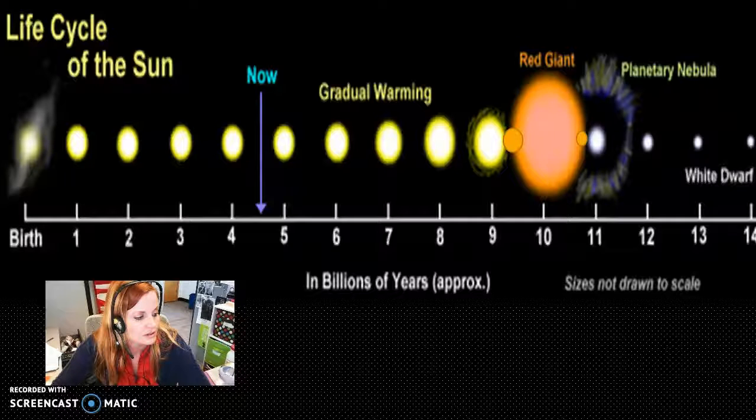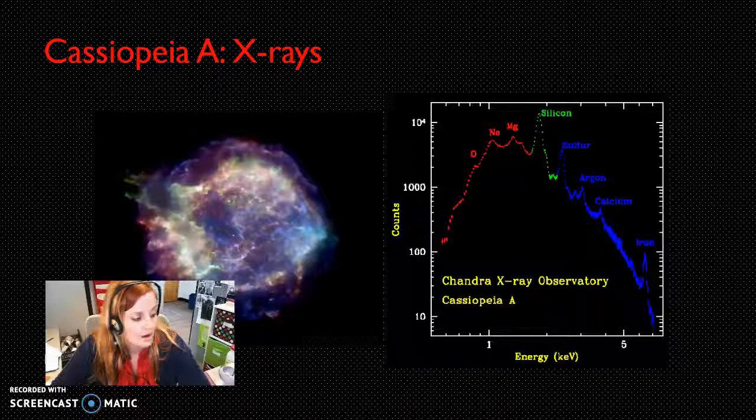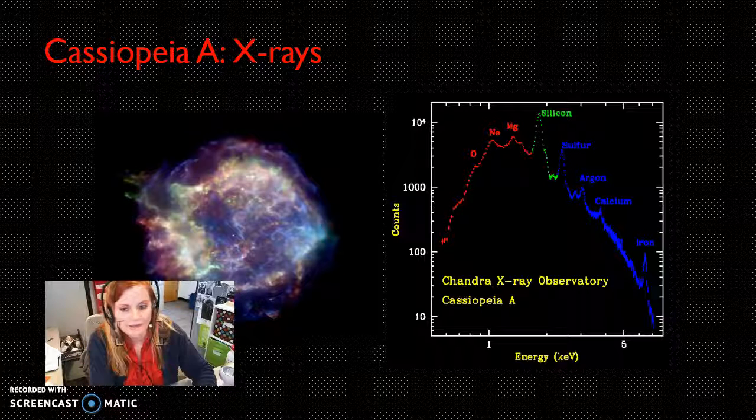Let me see if I can find one of those. Here we go. So here's a good planetary nebula. Looks like a planetary nebula. So a planetary nebula has those outer layers that are kind of moving away. I think I have some better examples here. And what's left over at the core of the planetary nebula is a white dwarf.